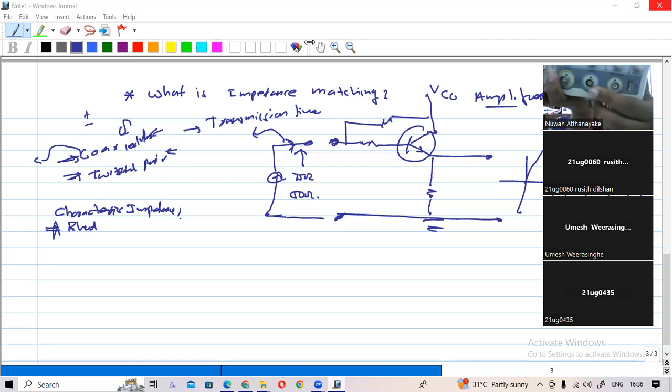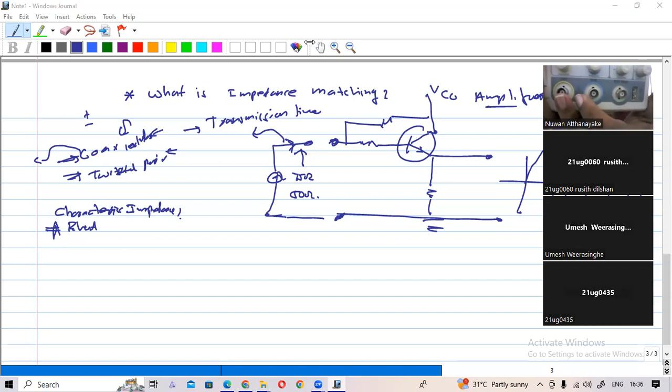So what is this connector type? Yes, that is BNC, okay? That is a BNC connector. You should know these things now. This is a BNC connector, and this is a coaxial connector, okay?